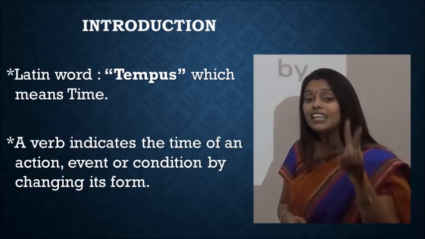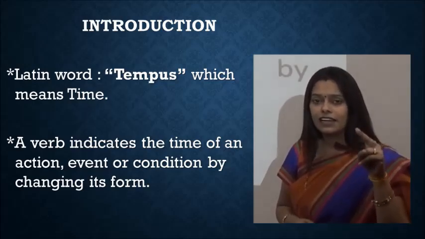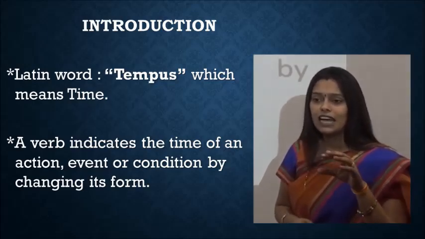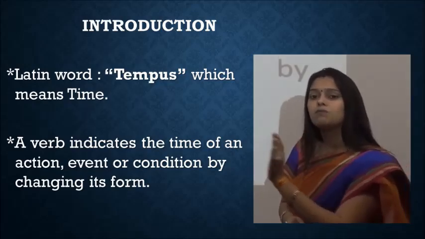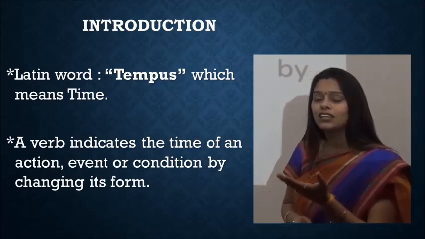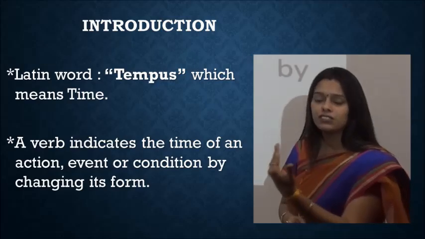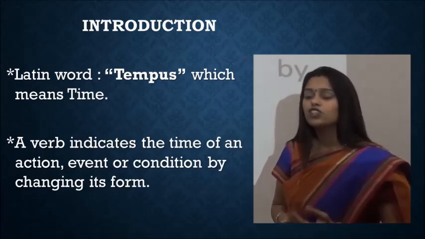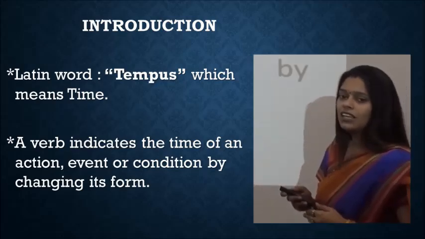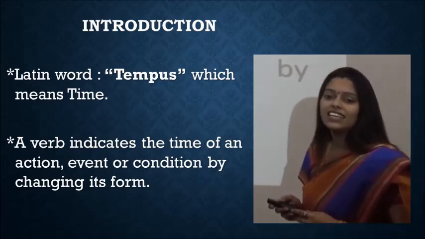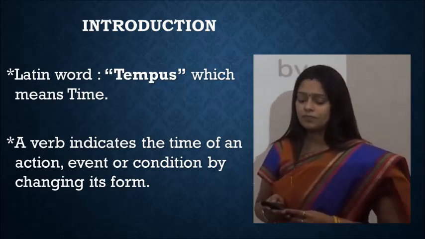Secondly, my dear students, it tells you about the degree of completion, like how much that task is done exactly. If I give you an example, when we talk about the present perfect tense, it tells you about the action that has already started in the past and has finished till the present time. Right. So what exactly is a verb? It indicates the time of action, event or condition by changing its form. Form here refers to the verb forms.